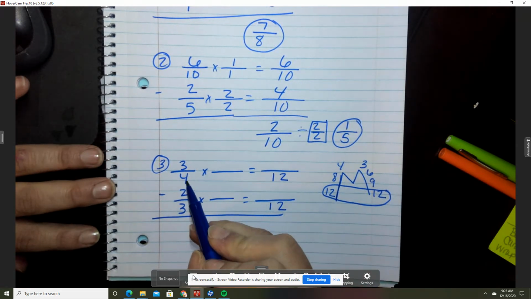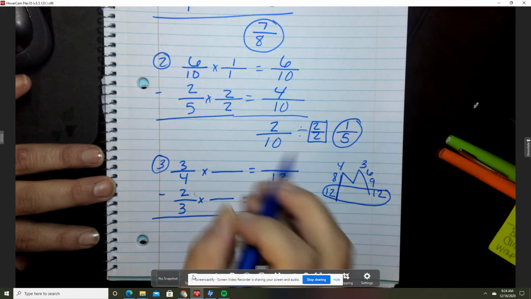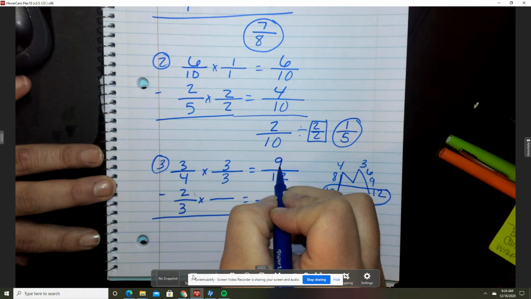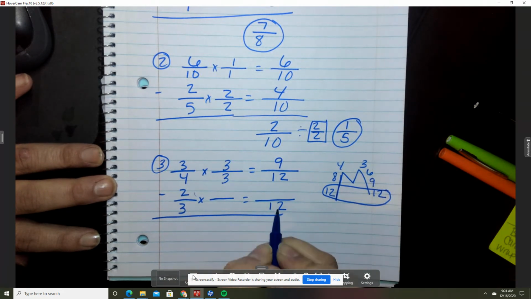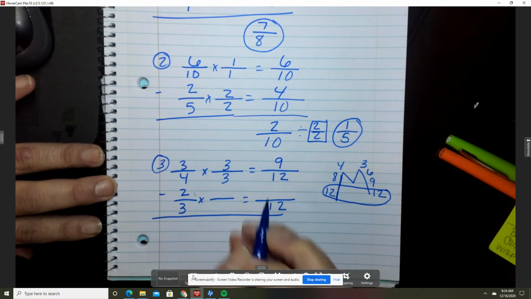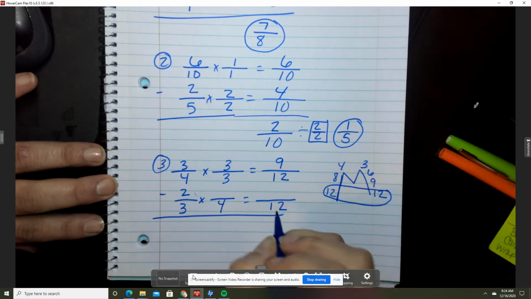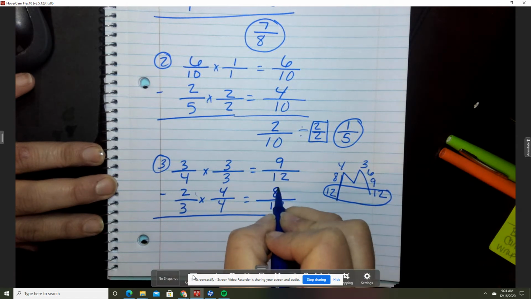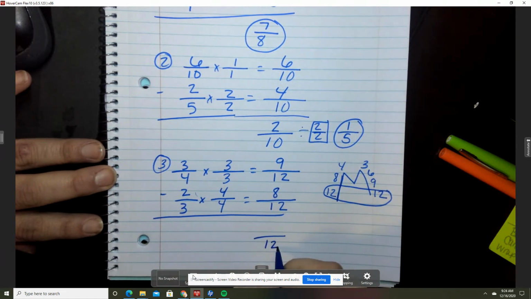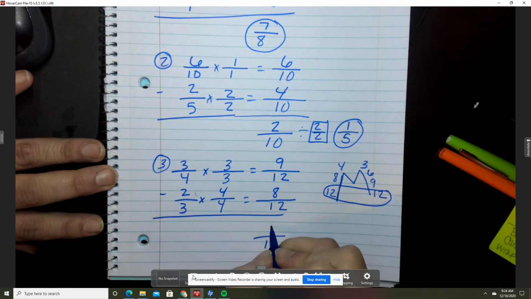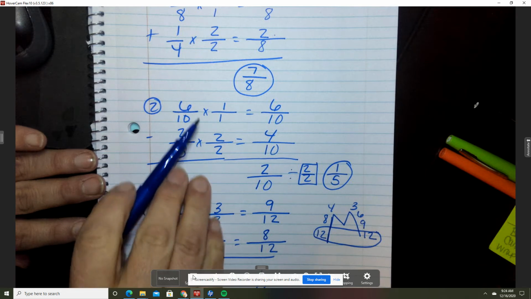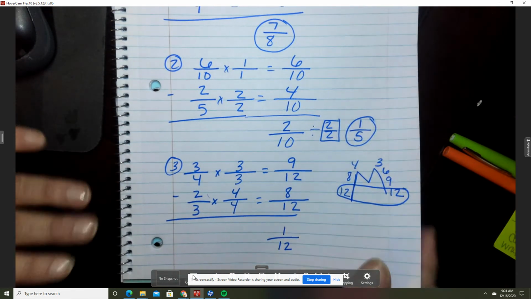All right. So what did I do to 4 to get to 12? Well, you multiply by 3. What you do to the bottom, you got to do to the top. 3 times 3 is 9. What did I do to 3 to get to 12? Well, 3 times 4 will get us 12. So what you do to the bottom, you got to do to the top. 2 times 4 is 8. Now I am ready to subtract. 9 minus 8 is 1. All right. So we did a couple with just using the largest denominator, and now we've done this one. So let's continue on.